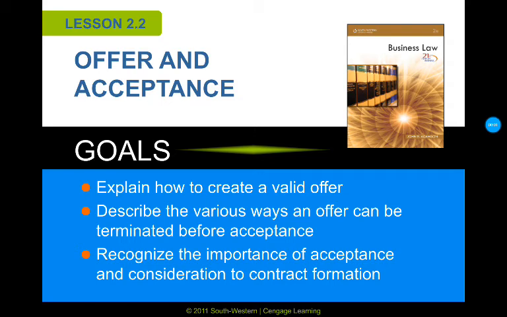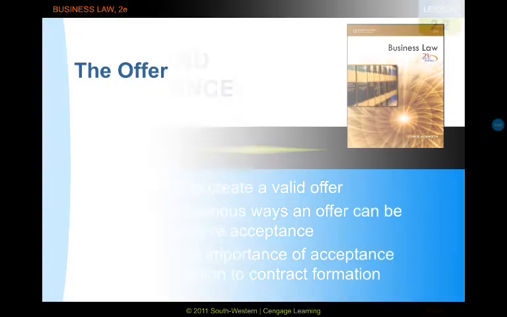Okay, welcome back. We're going to take a look at lesson 2.2 of your business law book. It is titled Offer and Acceptance, and the goals that we're going to try to achieve are: explain how to create a valid offer, describe the various ways an offer can be terminated before acceptance, and recognize the importance of acceptance and consideration to a contract formation. Okay, let's get started.